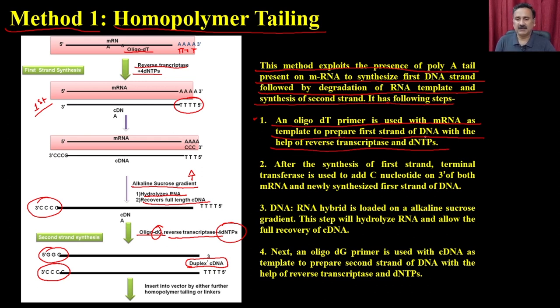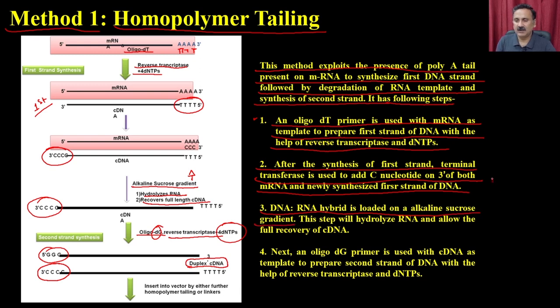Once the first strand synthesis is over, terminal transferase is used to add C nucleotides on the 3 prime end of both the messenger RNA and the newly synthesized strand of DNA. So you add the terminal transferase enzyme, and that is going to add CCC on both the messenger RNA and the cDNA, right? And then this DNA-RNA hybrid is loaded onto an alkaline sucrose gradient.